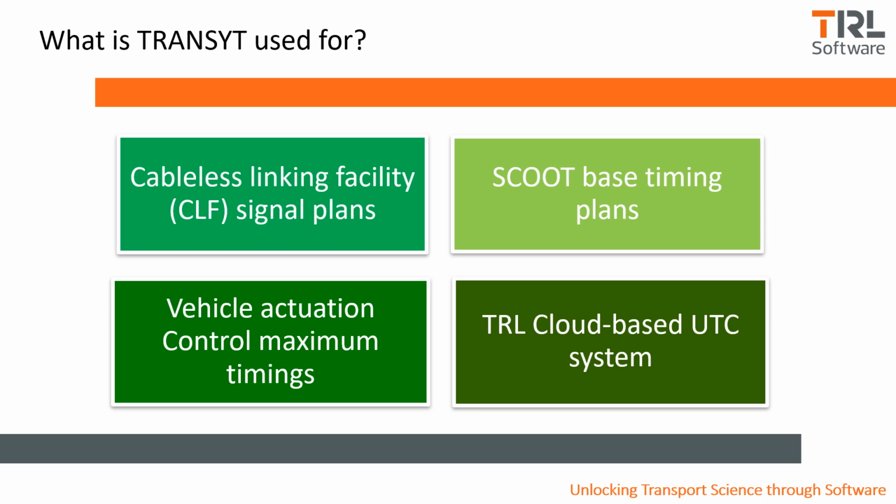Cable-less linking facility signal plans can be mimicked in TRANSYT. SCOOT-based timings can be established. Vehicle actuation control maximum timings can be established as well. And more recently than all of these is it's been used to create config files within TRL for TRL's own brand new cloud-based UTC system, of course based on SCOOT 7.